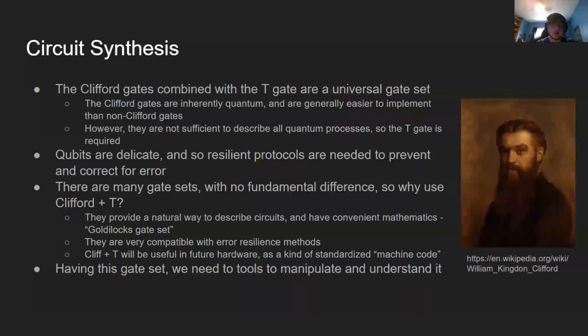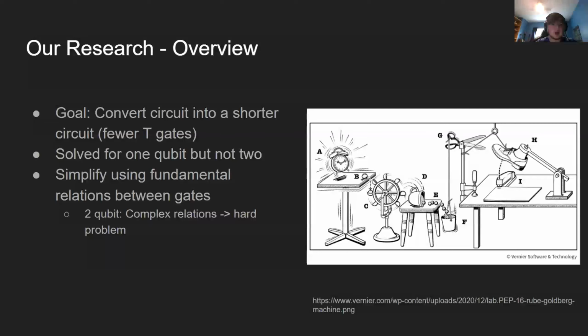Jacob, if you could go to the next slide. So our goal is to do something called circuit synthesis, and make it optimal. So what that means is we want to have a circuit and we want to make sure that we can reduce it to the least amount of T gates as possible. So on the right, you see an image of a Rube Goldberg machine, which we'll be using as an analogy for our quantum circuit. Notice how all it does is staple paper.